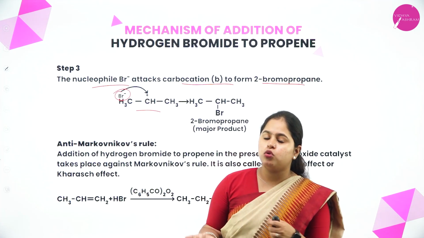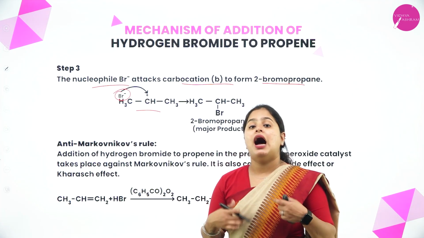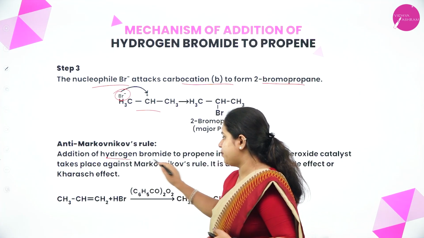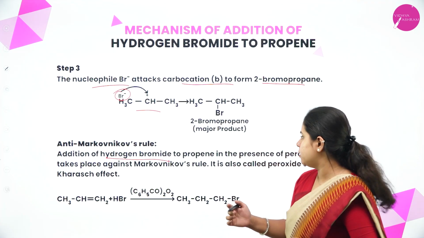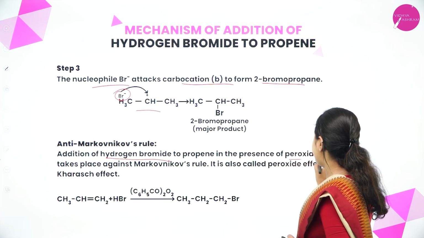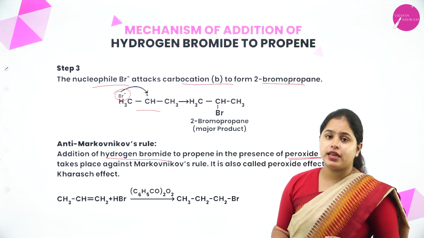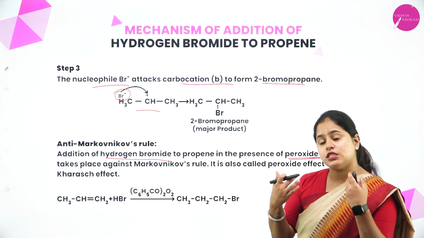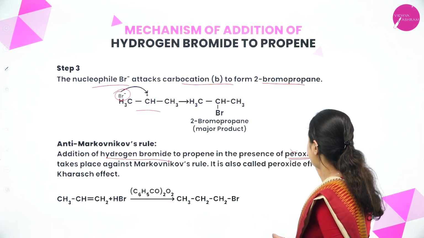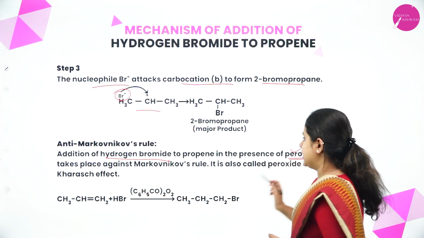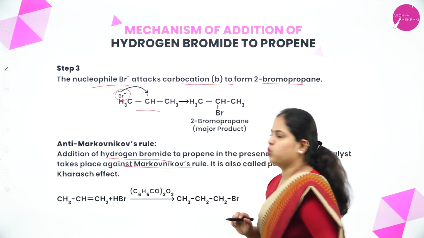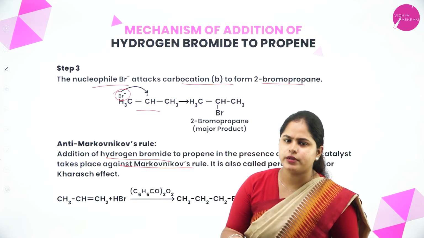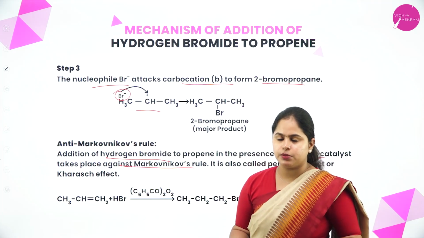Now there is one more rule that you have to study, which is called the anti-Markovnikov rule. So let's see the addition of hydrogen bromide to propene in the presence of peroxide. If you are adding hydrogen bromide in the presence of peroxide, and that is important, the reaction takes place against the Markovnikov rule. If peroxide is present, the reaction will happen in the opposite way. That is the anti-Markovnikov rule.